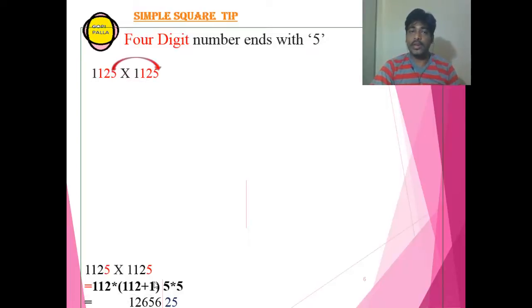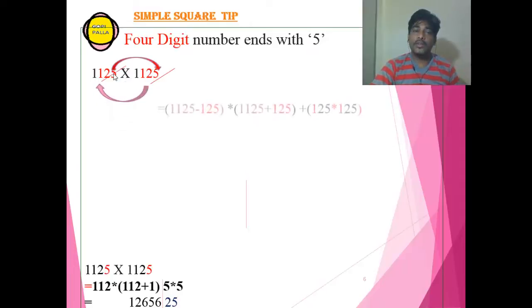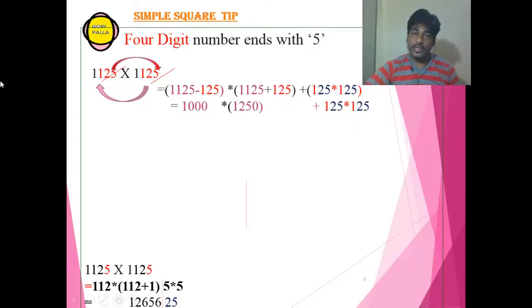The other way is to reduce this to the nearest number, which is 100 or 1000 or 10,000 or 1 lakh, whichever is nearer. Here it is 1000. So we subtract 125 from the first number and keep the multiplication symbol as it is, and 1125 plus 125, we add these two numbers. We multiply and add to this number.